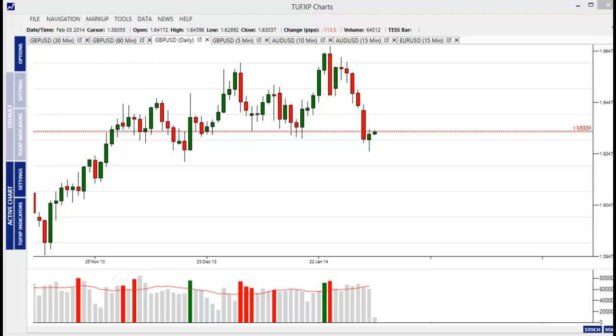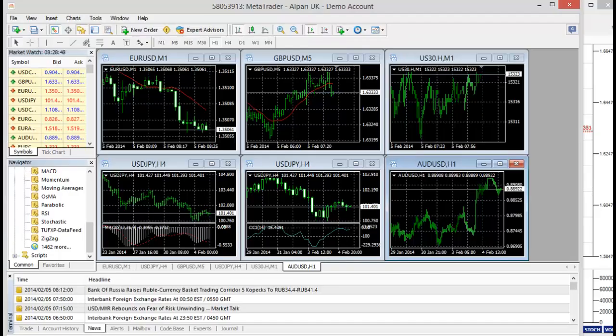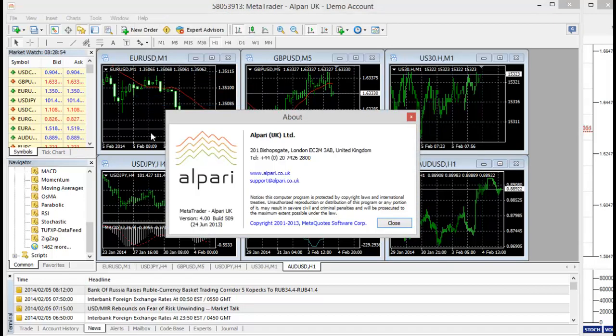Just before we get into looking at the markets and yesterday's trades, I just want to bring up a subject of some versions of MT4 not working with TUFXP charts. The reason for this is that MetaTrader have brought out a new update, and it's a fairly big update. If you go into MT4, to Help and About, you will notice that we have version 4 build 509. Now if 509 is updated to version 6, I think it's 606, then the TUFXP charts will stop working.